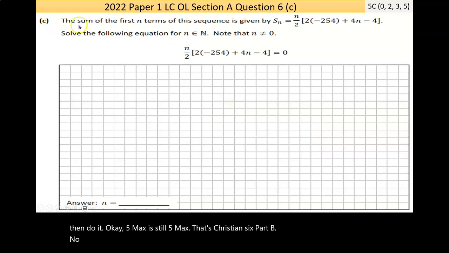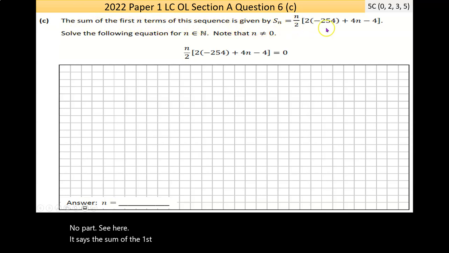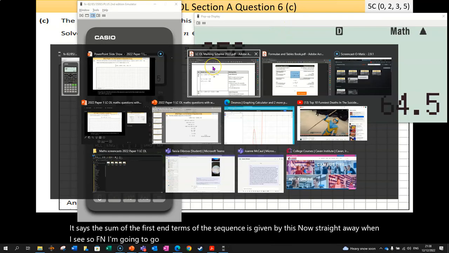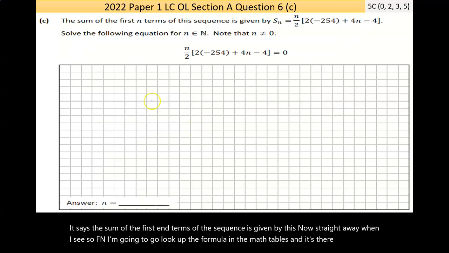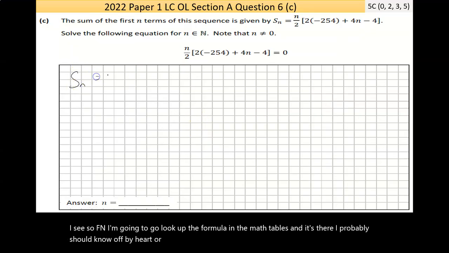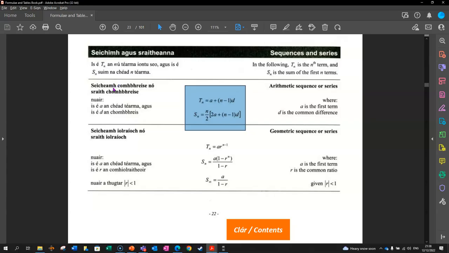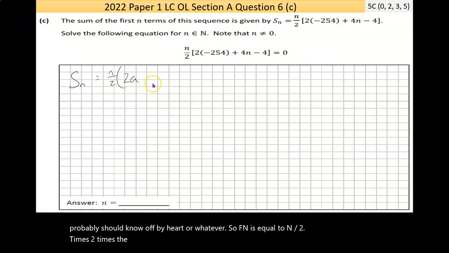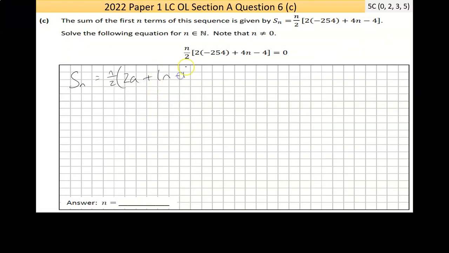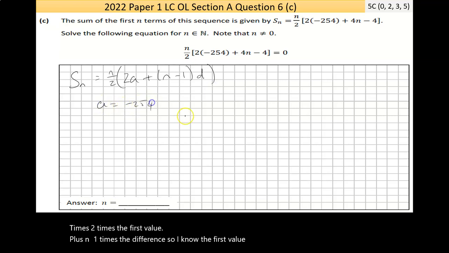Now, part C here, it says the sum of the first n terms of the sequence is given by this. Straight away, when I see S of n, I'm going to go look up the formula in the maths tables, and it's there. I probably should know enough by heart, but whatever. S of n is equal to n over 2 times 2 times the first value plus n minus 1 times the difference. So I know the first value was minus 254. I know the difference was 4.